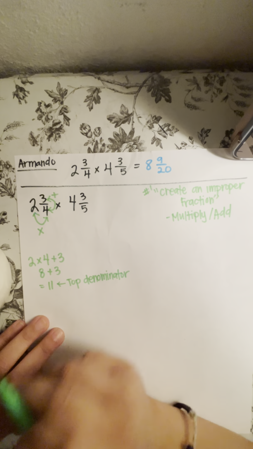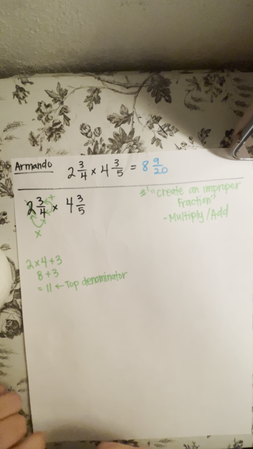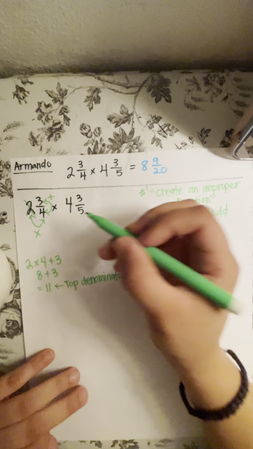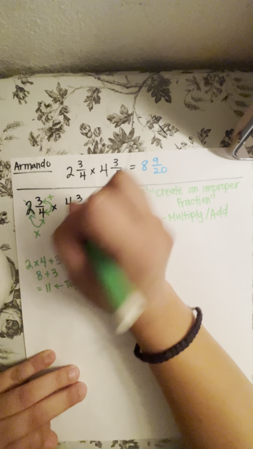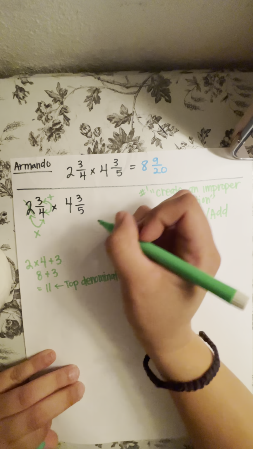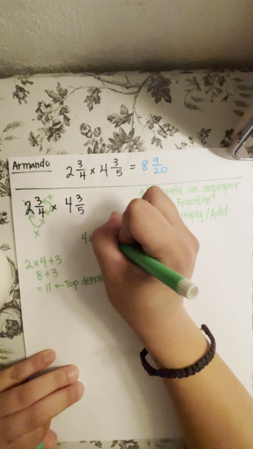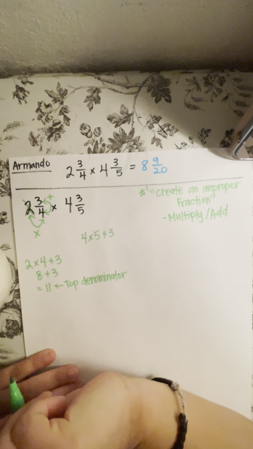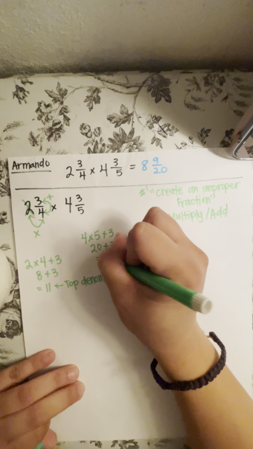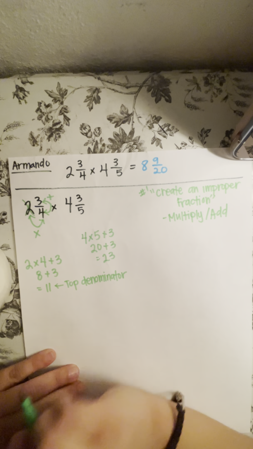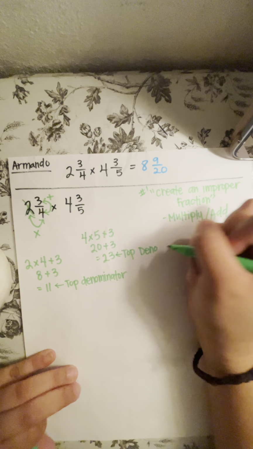And do you see how we got rid of the 2? Because it was just so big. Now, I want you to try this side for me. So how do we turn this fraction into an improper fraction? So how would you rewrite it? Good job. So we'll go with 4 times 5 plus 3. Can you solve that for me? Good job. 20 plus 3 equals 23. We found our other top denominator. So I'm going to write top deno.